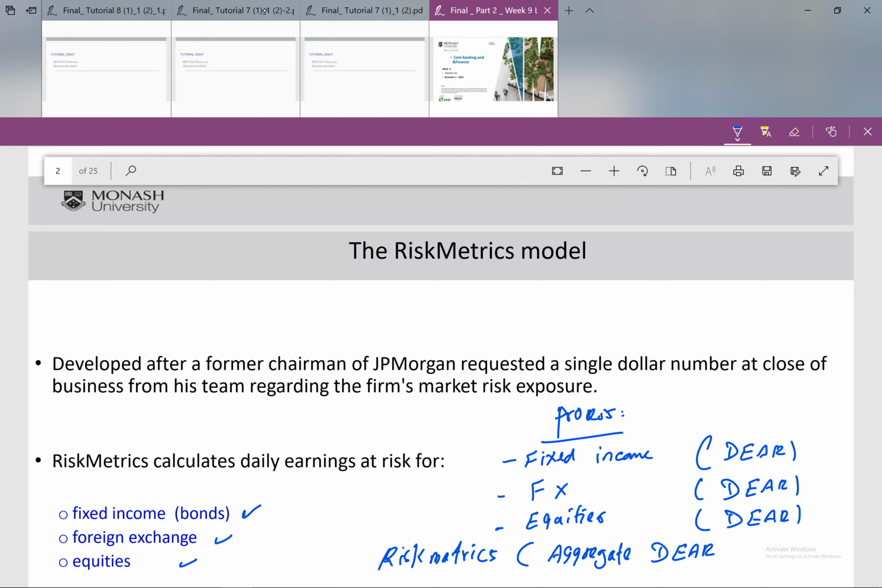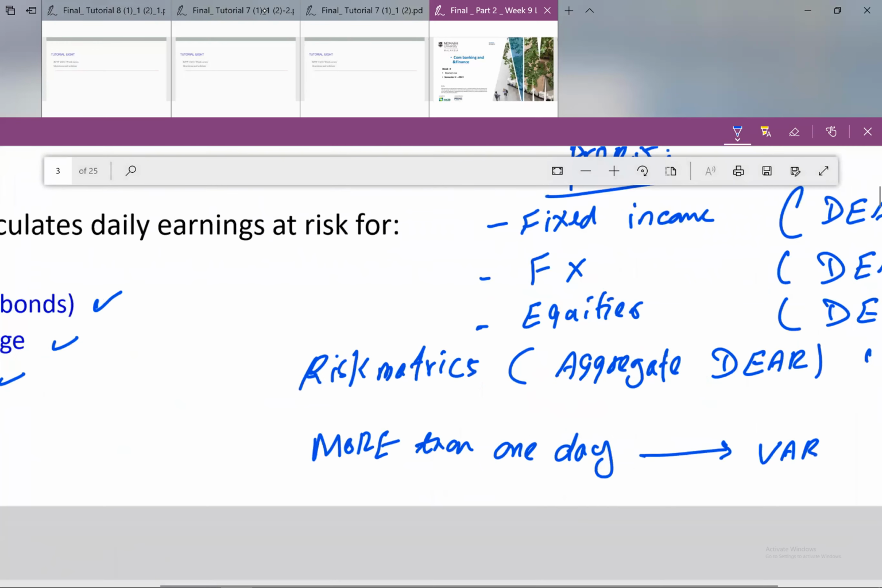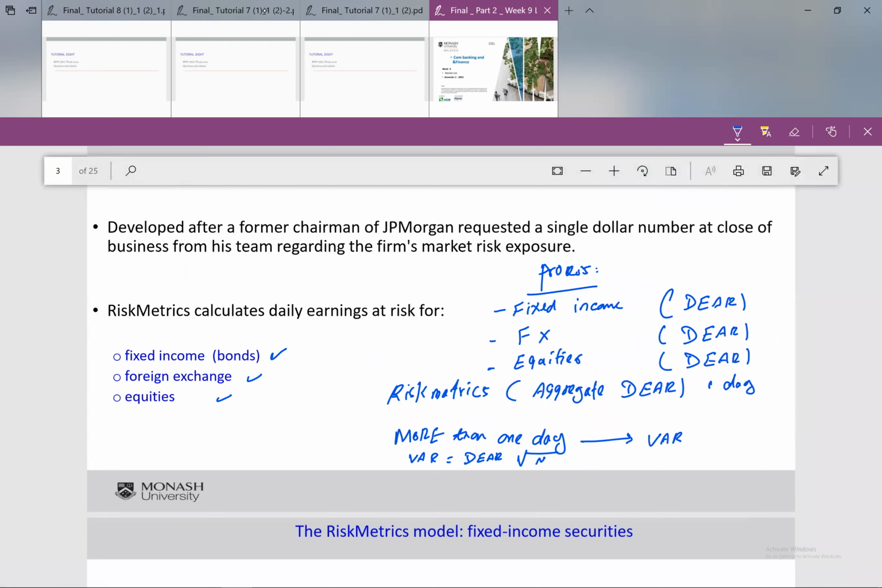But what do we mean by aggregate DEaR? It means one day. Now, if you want to calculate it for more than one day, then we will introduce ourselves to something called the value at risk. And for the value at risk, you can choose the days, whether 5 days, 10 days, whatever. Just for your information at this stage, the VaR is actually the DEaR times the number of days. This is the whole thing we are trying to do today.